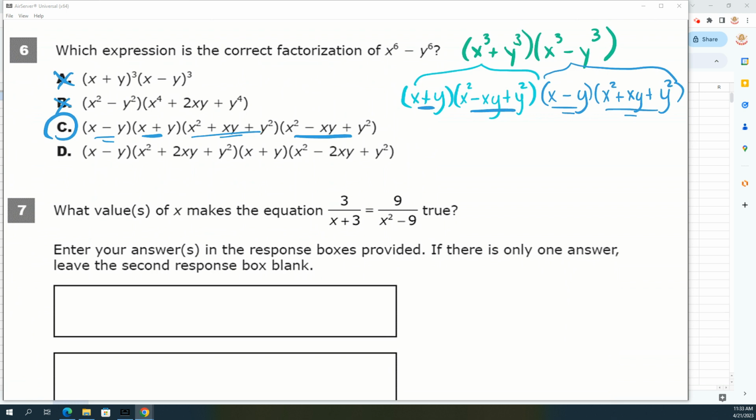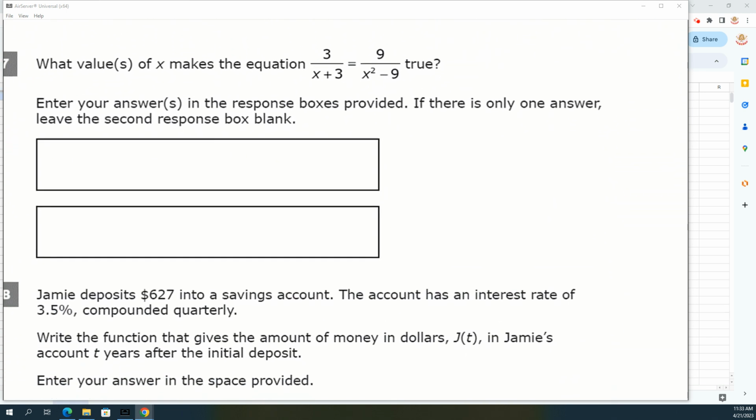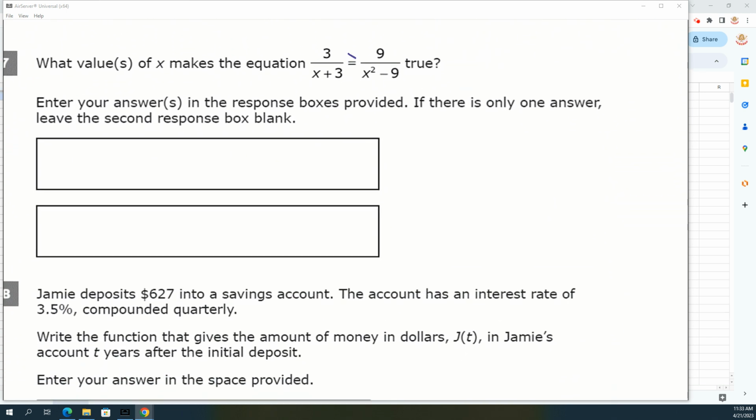Right. Number 7 also is not super easy to do without a calculator, but what you're going to do is cross multiply. All right, then we'll just do all the distributing.